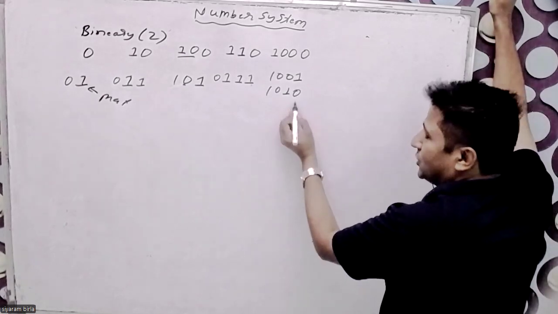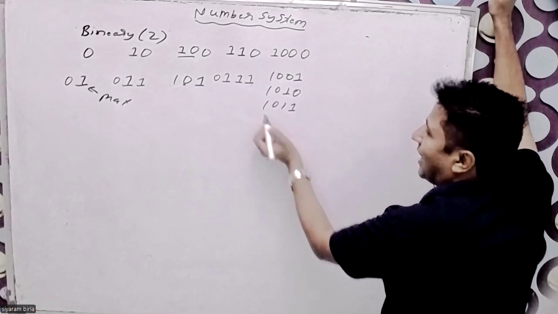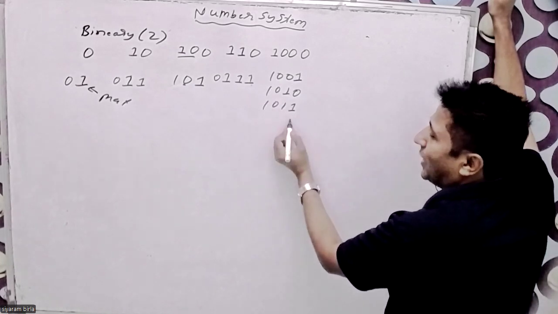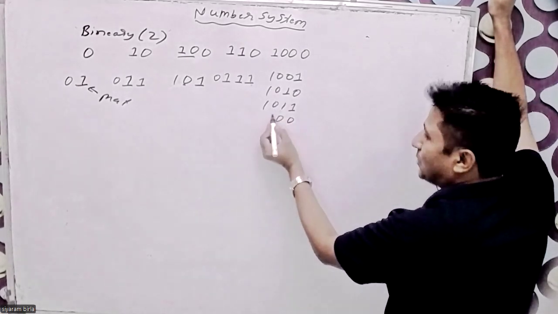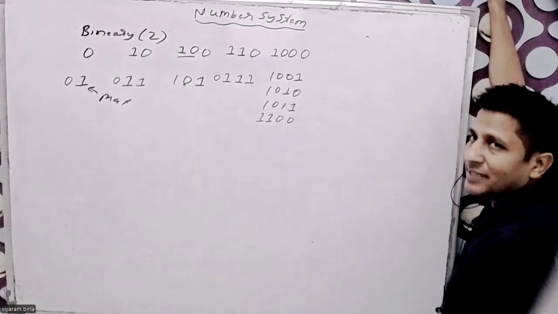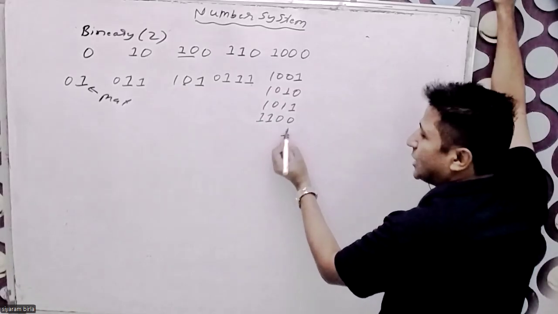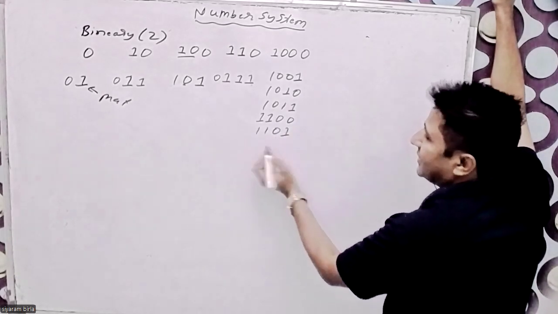I tell this 0, please increase by 1. It is increased by 1, and all the words are as they are. I increase the 1, it cannot increase. I tell the 0 to increase by 1, it is increased, so the most significant digit is as it is. I tell this one, please increase by 1, it is increased by 1. After that, all the words are as they are.